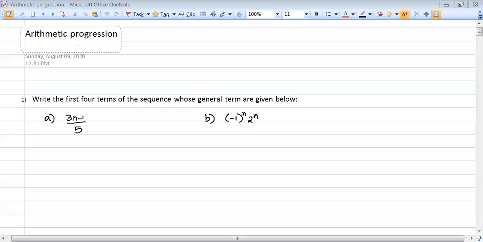Last week we discussed the shortcuts for polynomials, and I taught you the synthetic division method also.